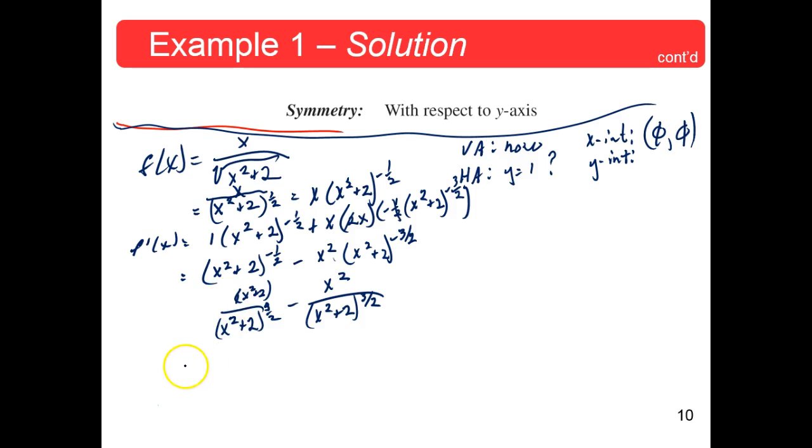All right, and when you do that, and you have the same denominator, you could put that all over x squared plus 2 to the 3/2 power, and then you have x squared plus 2 minus x squared. I'll write it out, x squared plus 2 minus x squared. That leaves you only a 2.